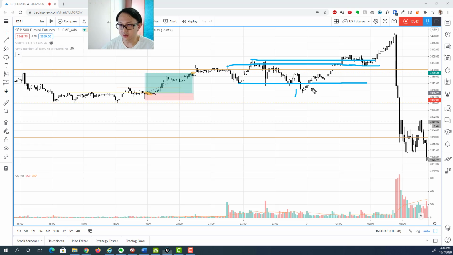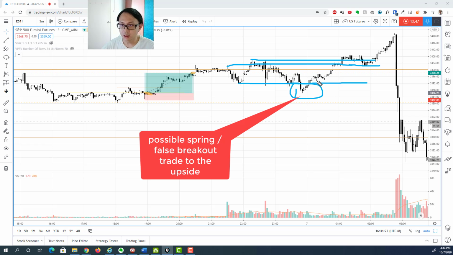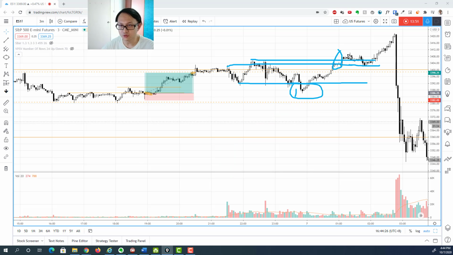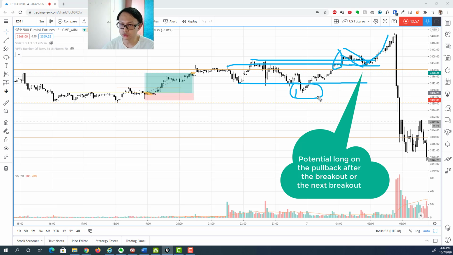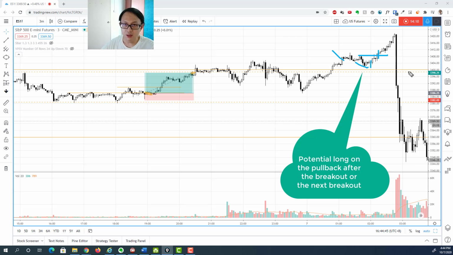So that could be a spring trade for the fourth type of the breakout right here, and another trade could be the breakout type of the trade with a backing up action and then followed by another run up. So there are at least two possible trades right here. One is based on the fourth type of the breakout. The other is the breakout trade followed by a backup, reversal, and then breaking out again.